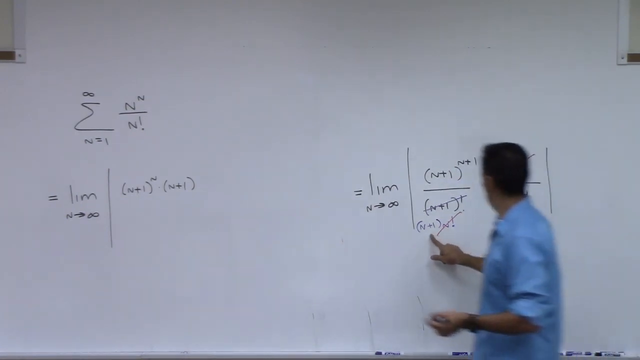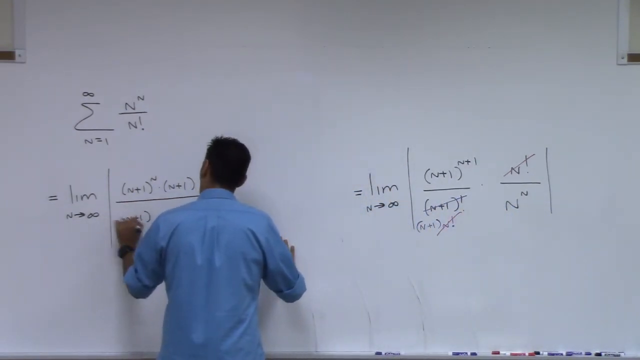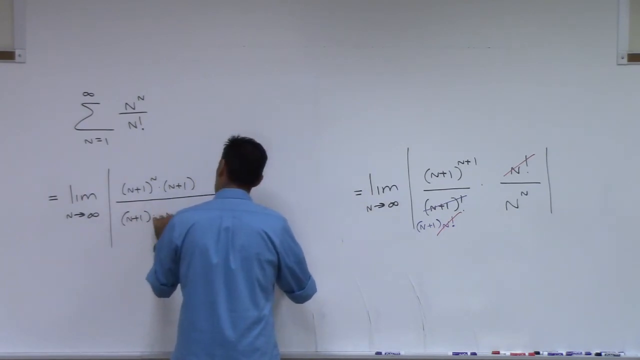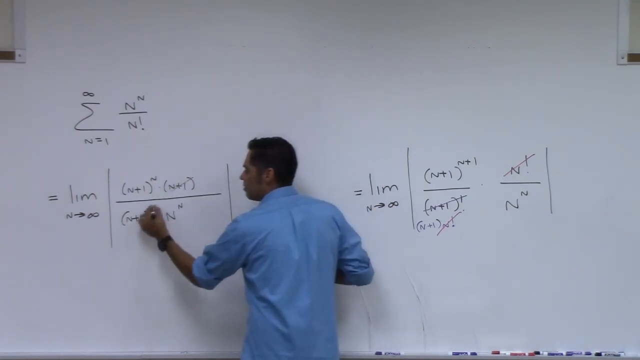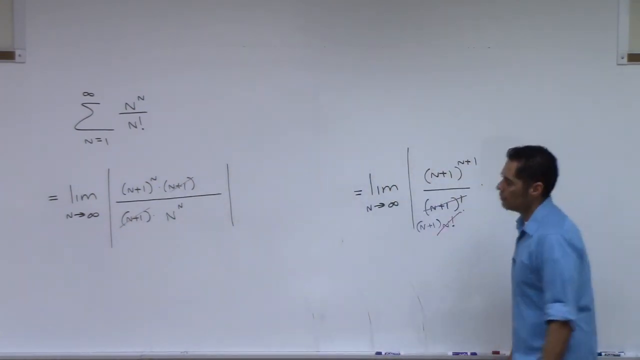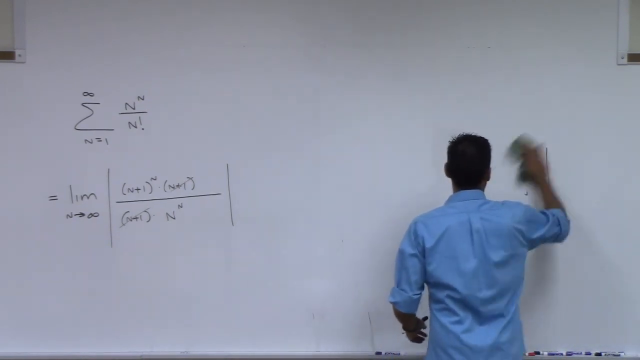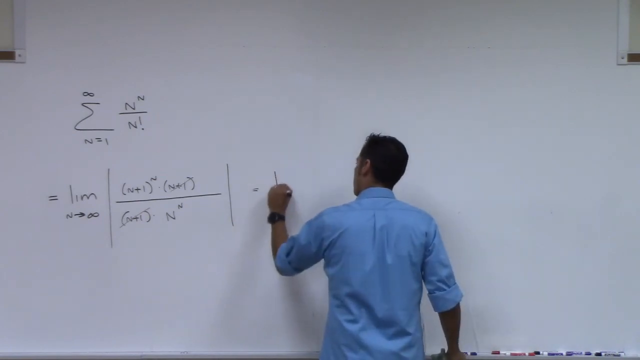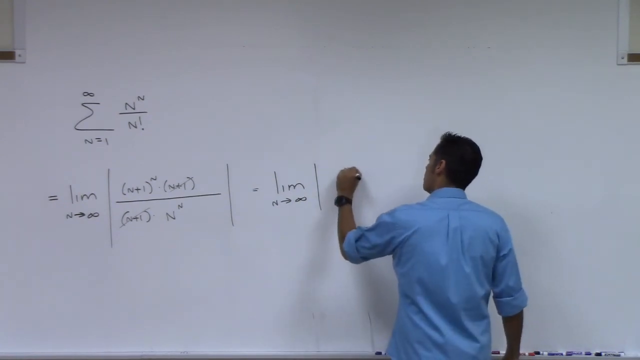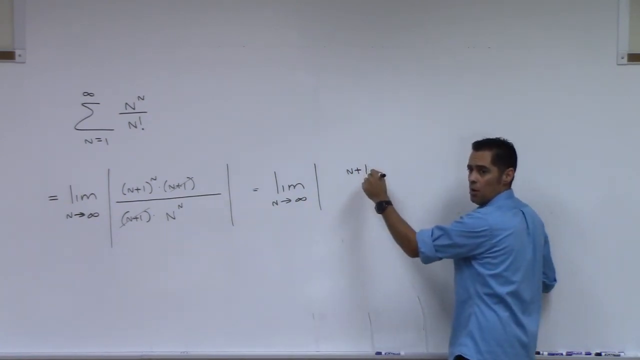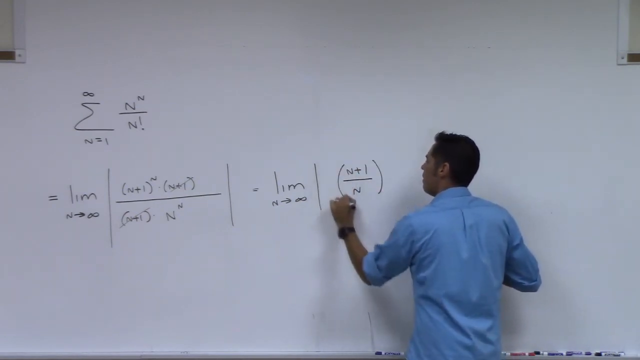n plus 1, times n to the n. Well, that's not that bad. That cancels, right? Now what? Limit as n goes to infinity, absolute value of (n plus 1) to the n, over n to the n, right? So I'm going to rewrite it as that.